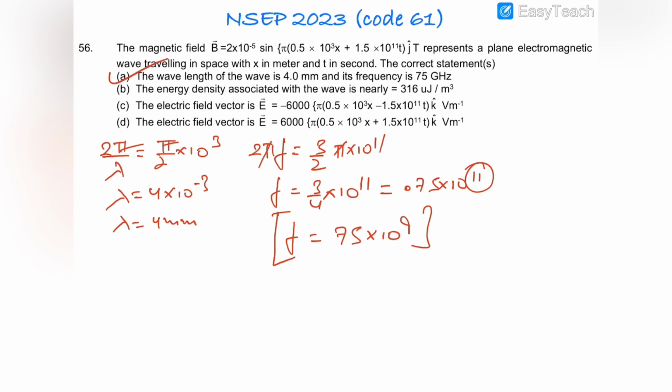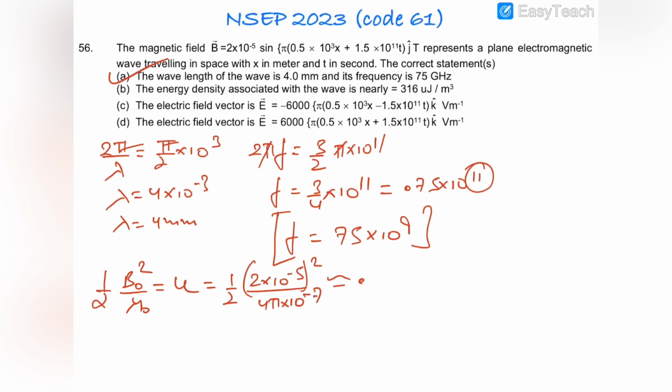The energy density is half B naught square by mu naught, and this is average energy density. So this is half into B naught, which is 2 into 10 raised to power minus 5, whole square, by mu naught, which is 4 pi into 10 raised to power minus 7. So this is approximately 159 microjoules per meter cube. So it is not correct.